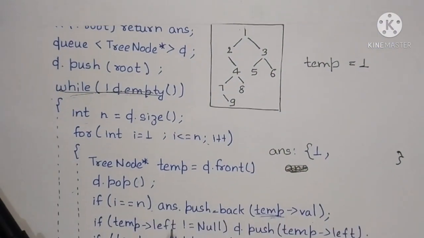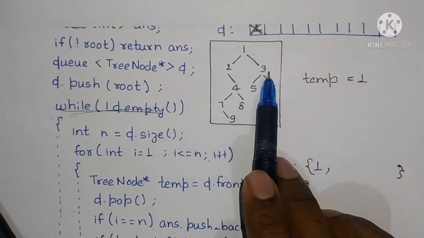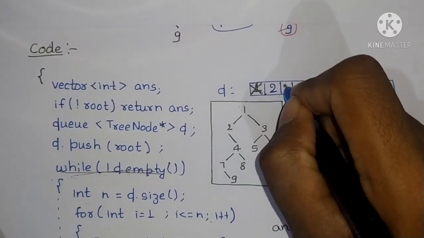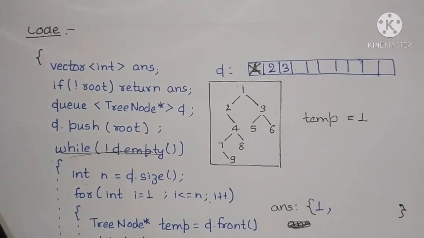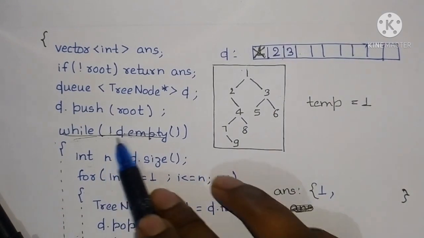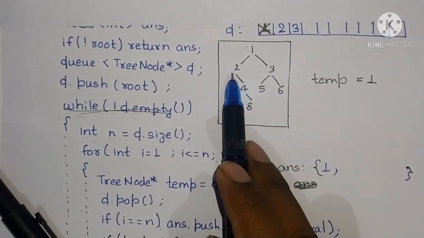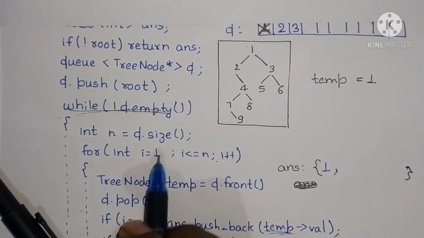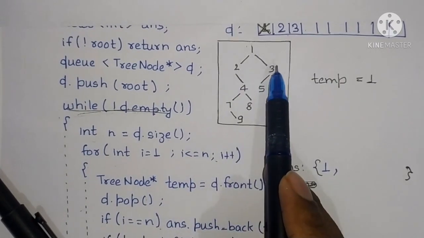Node 1 has both a left child and a right child, so both will be pushed into the queue. 2 and 3 will be pushed into the queue. Then again the queue is not empty, so all of this will run once more, but this time the size of the layer is 2, so n equals 2. This for loop will run 2 times, for i equals 1 and i equals 2.